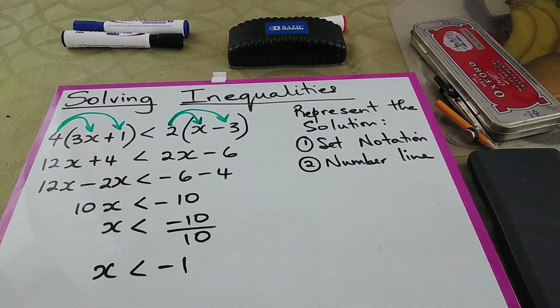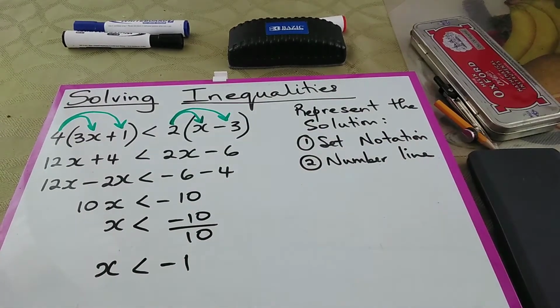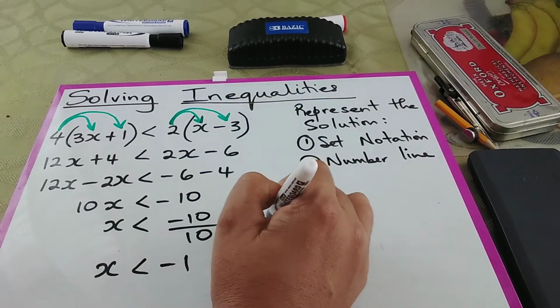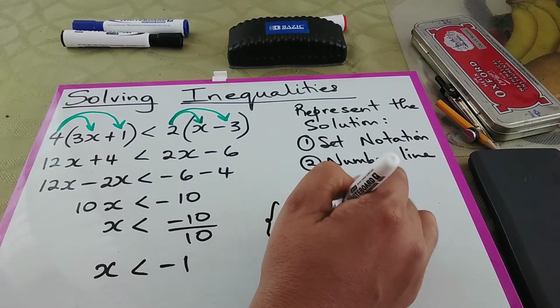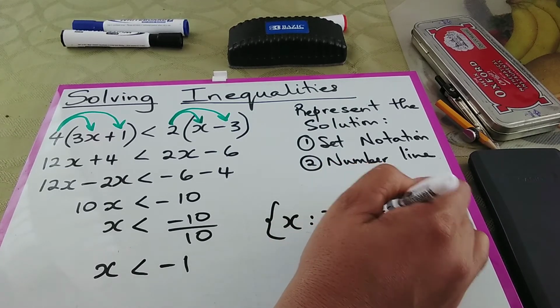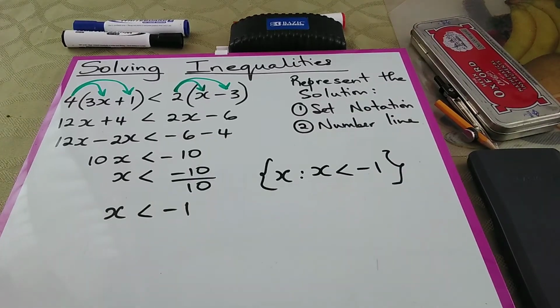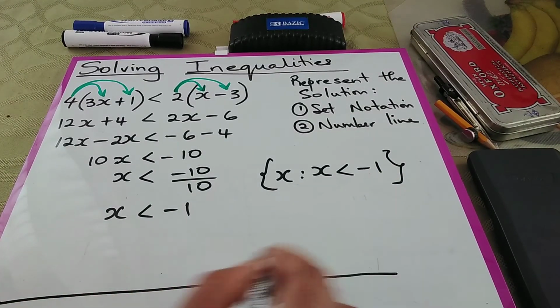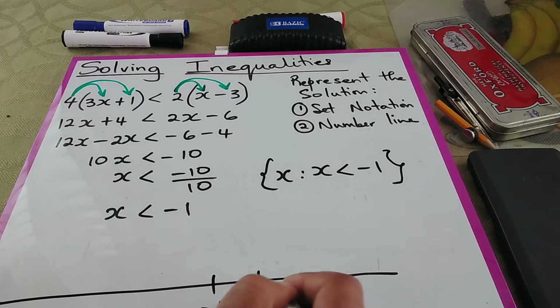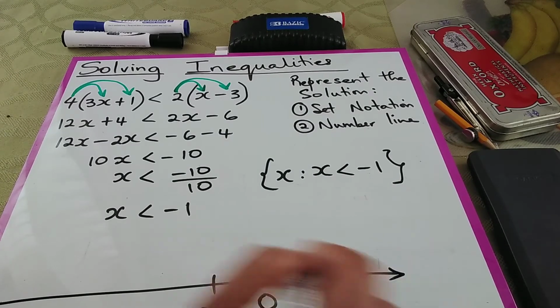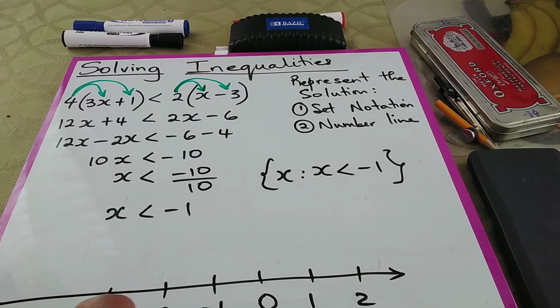So now the set notation, we could write the set notation as x such that x is less than negative 1. And we can represent this on the number line, the horizontal one: negative 1, 0, 1, 2, values continue, negative 2, negative 3, negative 4. Remember I said before, the bigger the negative number, the lesser the value.